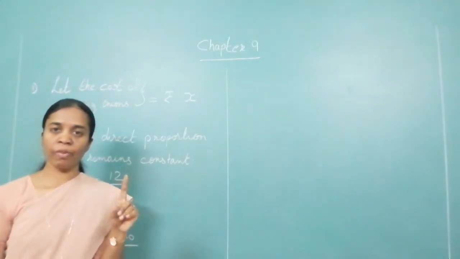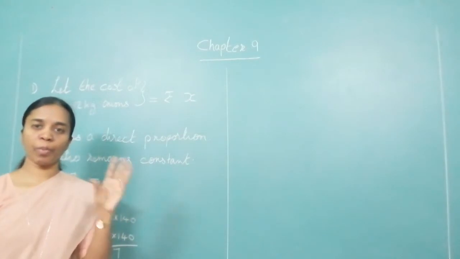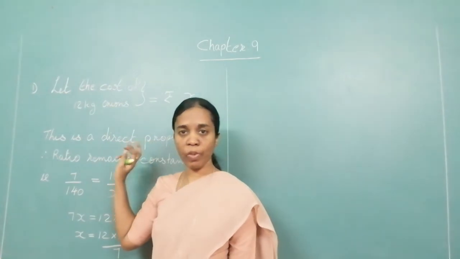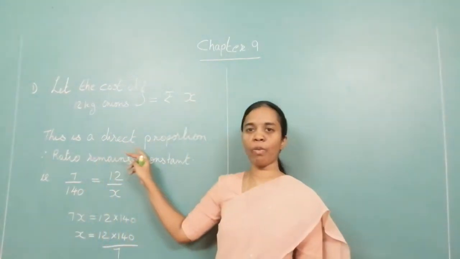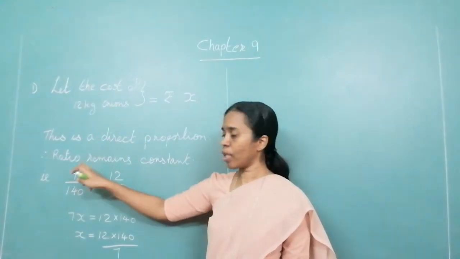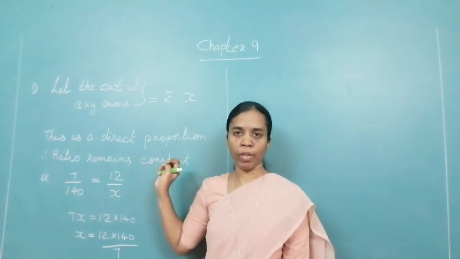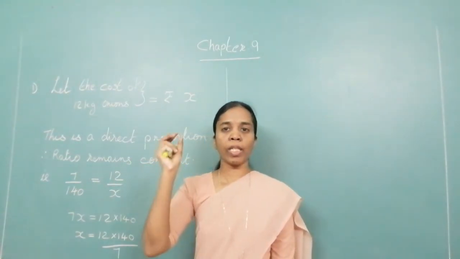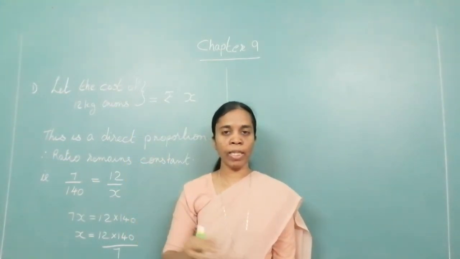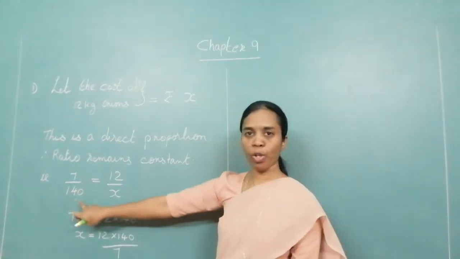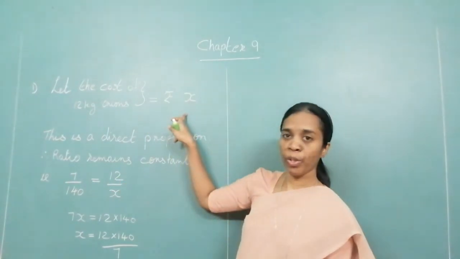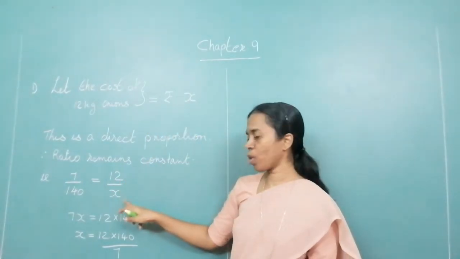Second step, we have to identify whether this is a direct proportion. So we have to write the statement. So this is a direct proportion. This is very important. Okay, that means you have identified what type of proportion it is. If this is a direct proportion, what do you know about it? The ratio remains constant. Now what is the ratio? It is the number of kgs to the cost. Now what is given to us? 7 kg cost 140 rupees and 12 kgs cost, how much? X. So 12 kgs cost X rupees.